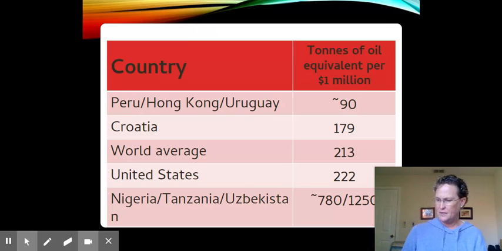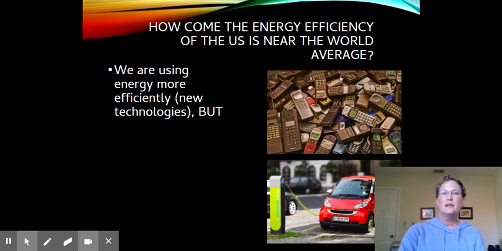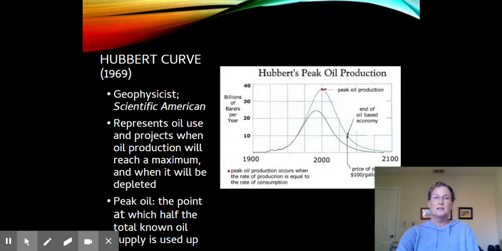Okay. So now we're looking at different countries, the tons of oil equivalent per million. Okay, so in your lecture notes, this is not following along right now. Don't worry about it. Okay, so how come the energy efficiency of the US is near the world average? We're using energy, but more efficient technologies. But the problem is population growth and the growing number of ways that we use energy to ensure overall our energy is not decreased.